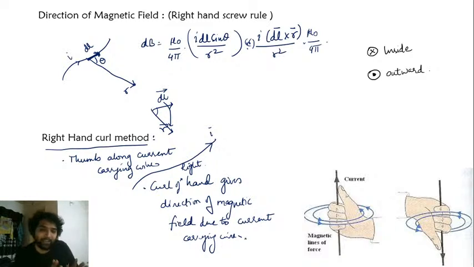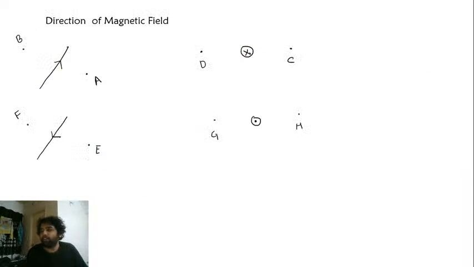I hope it's clear to you guys. You just put your thumb in the direction of current. Whichever direction the fingers are moving, that is the direction of the magnetic field. Okay, now let's figure this out with an example.